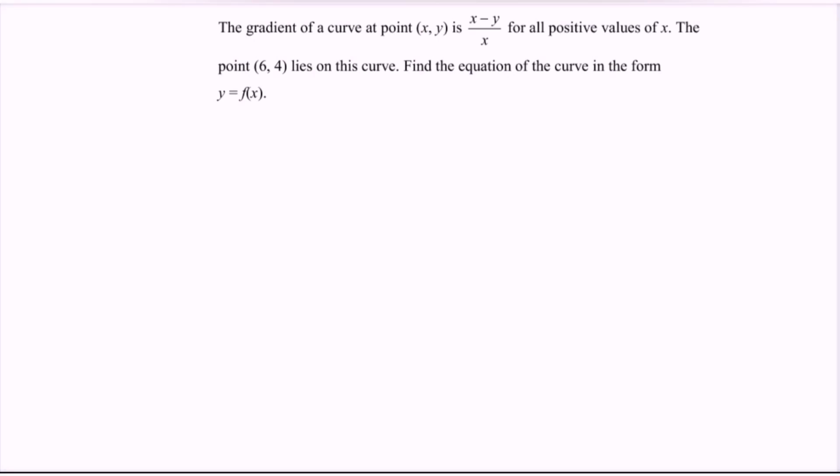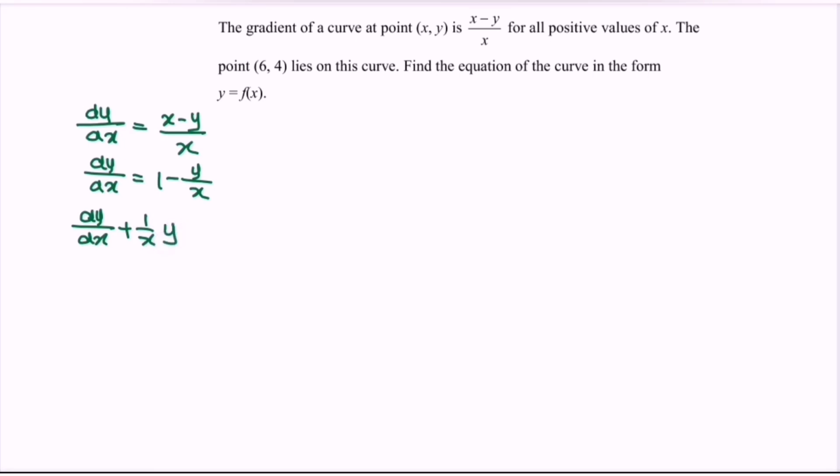Next, the gradient of a curve. In here they mention the gradient for a curve at the point (x, y) represents dy/dx, which is x minus y over x. So kindly simplify the situation, where dy/dx is equal to 1 minus y over x. Kindly rearrange: dy/dx plus 1 over x multiplied by y equals 1. In this case, we are going to make use of the integrating factor.